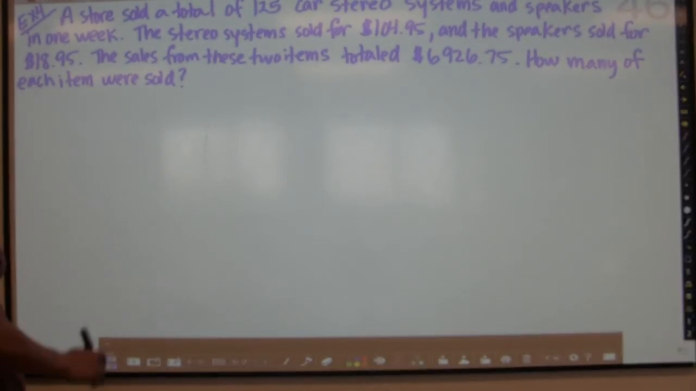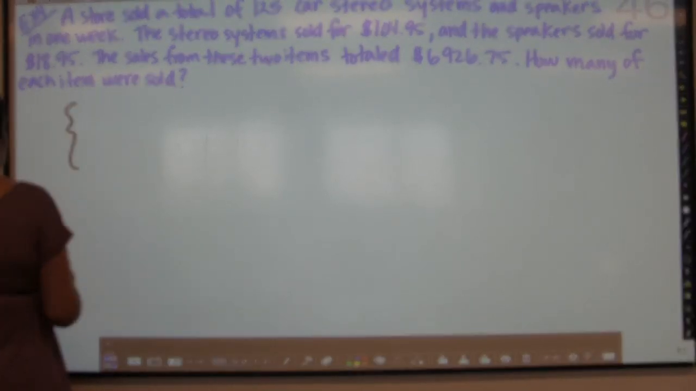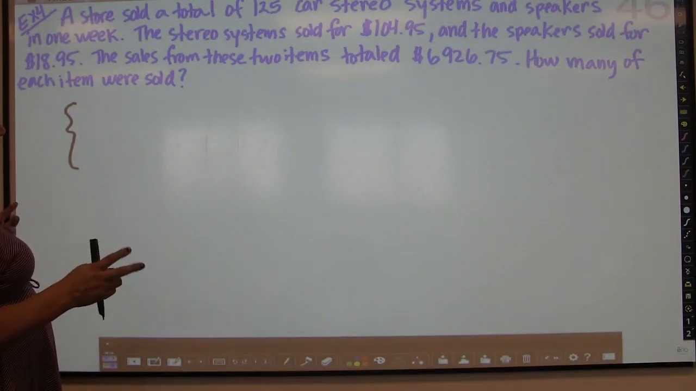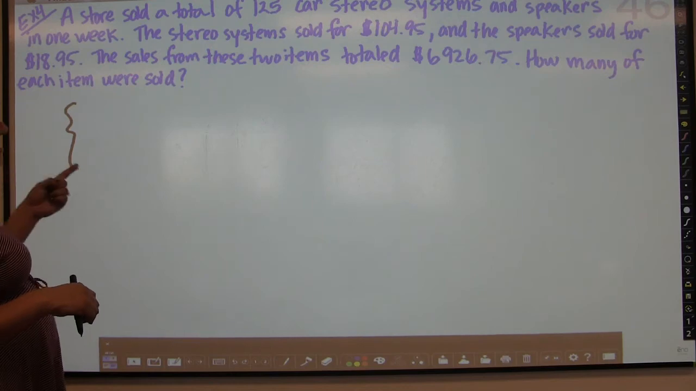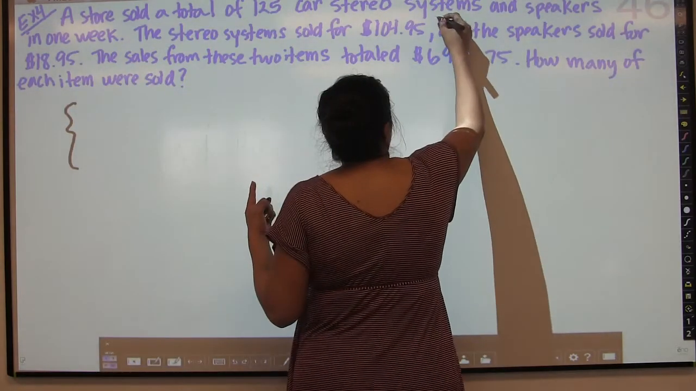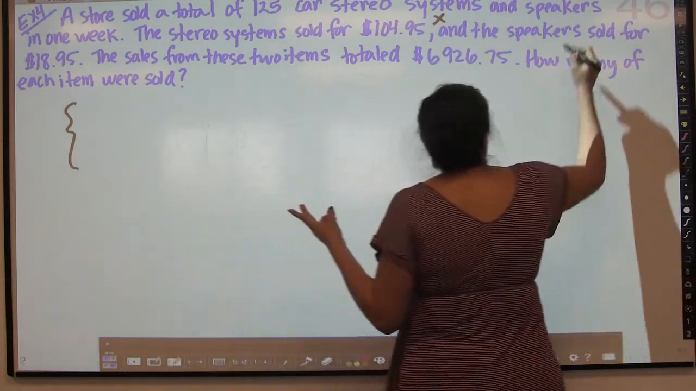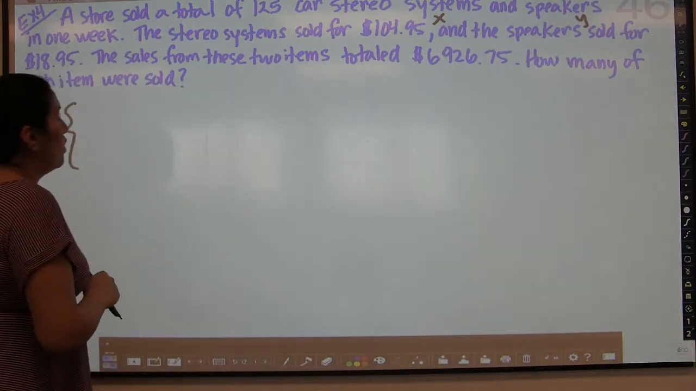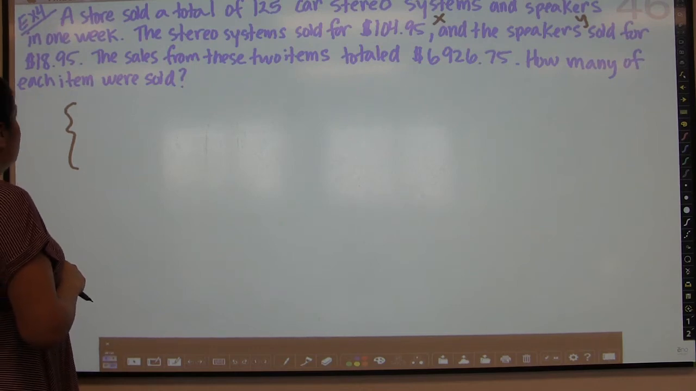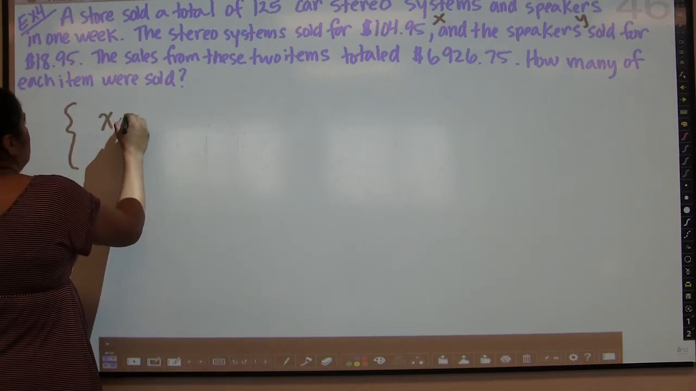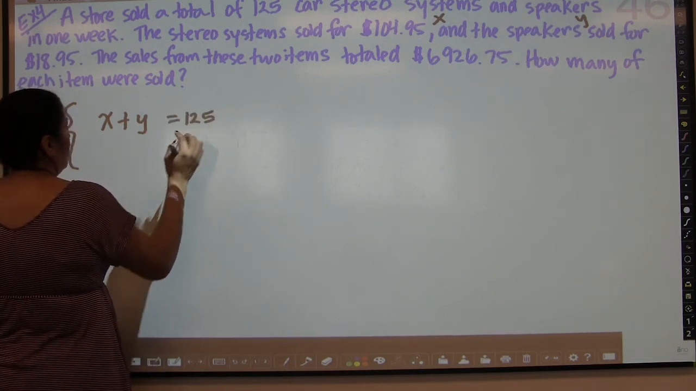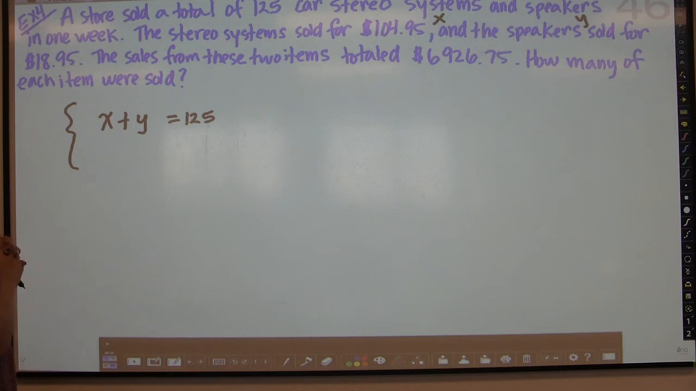So we have to first and foremost create a system for ourselves. And so the easiest thing to do is to use x and y. So we have two types of things: the stereo systems, so we can call those X, and speakers, we'll call those Y. So what it says here is that the store sold a total of 125 car stereo systems and speakers. So X plus Y is equal to 125. When you combine the two items, they sold 125. So that's the first equation.